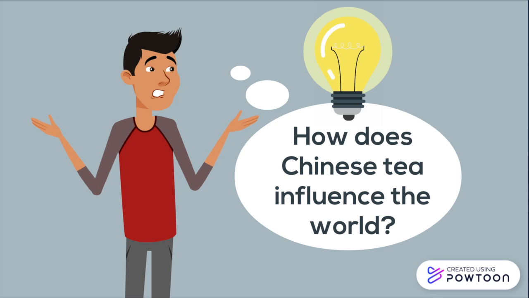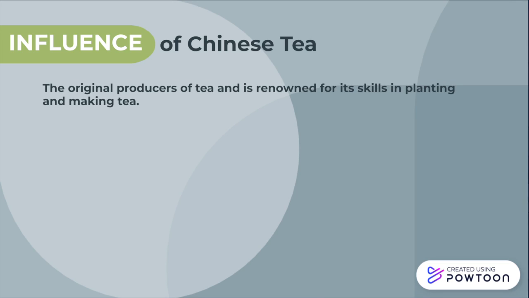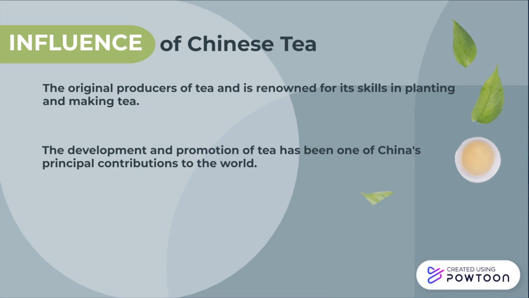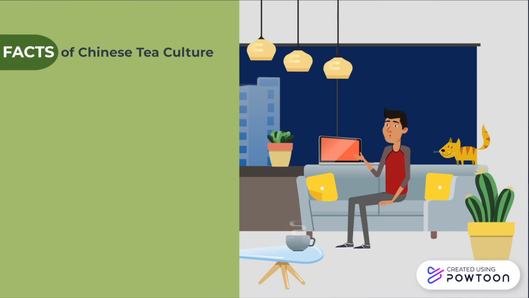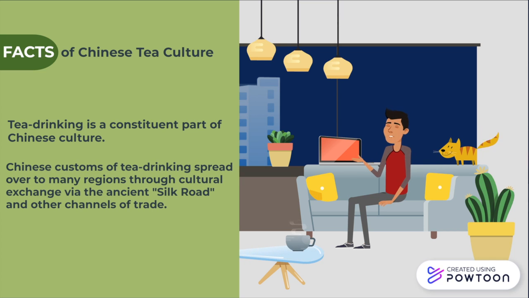So, how does Chinese tea influence the world profoundly? China is one of the original producers of tea and is renowned for its skill in planting and making tea. The development and promotion of tea has been one of China's principal contributions to the world. Also, tea drinking is a constituent part of Chinese culture. Chinese customs of tea drinking spread to many regions through cultural exchange via the ancient Silk Road and other channels of trade.